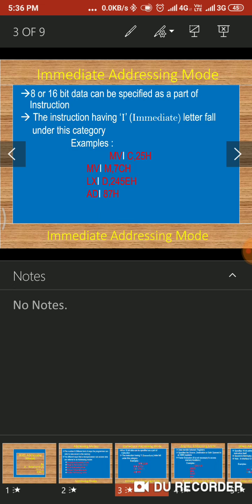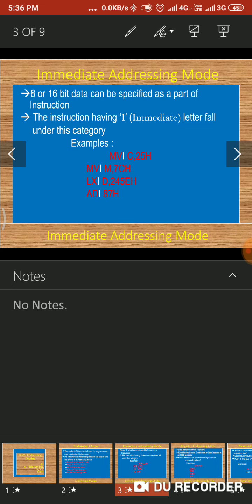Next is the register addressing mode. This means the data transfer between register to register is called the register addressing mode. We have the different registers B, C, D, E, H, L and the accumulator. The data will be moved from one register to another register. That is, the source and destination operands, both 8085 registers, will be specified in the instruction.